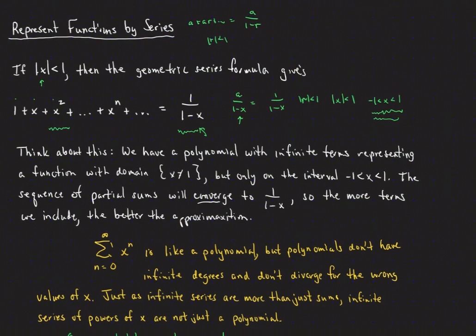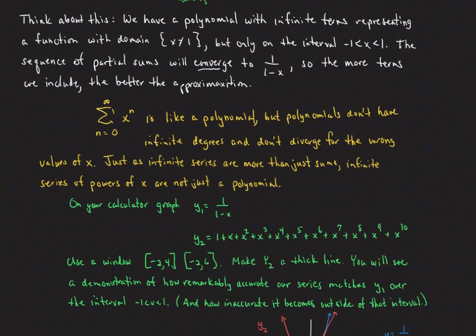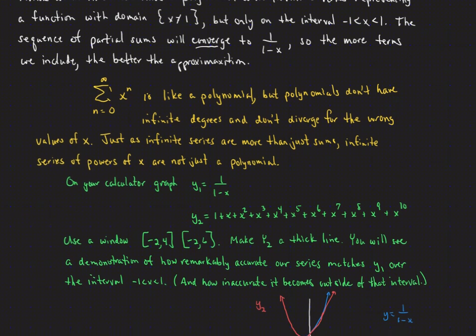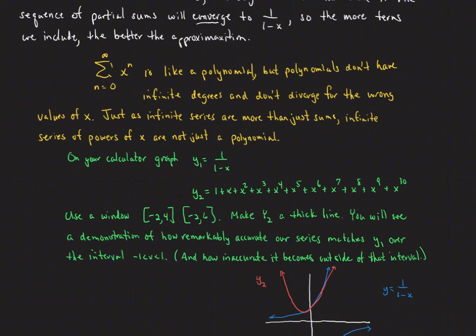So now we're in uncharted territory. This is really getting to what we want to do in this chapter. This sum, n going from 0 to infinity of x to the n, is like a polynomial, but polynomials don't have infinite degrees, and they don't diverge for the wrong choices of x. Just as infinite series are more than just sums, infinite series of powers of x are not just a polynomial. Now, this is, I think, pretty powerful.